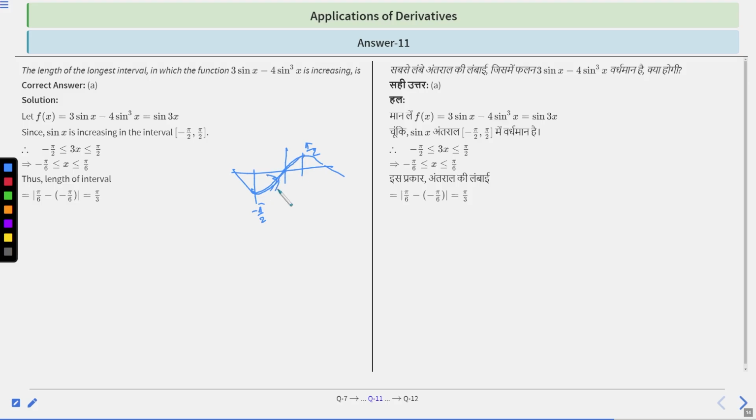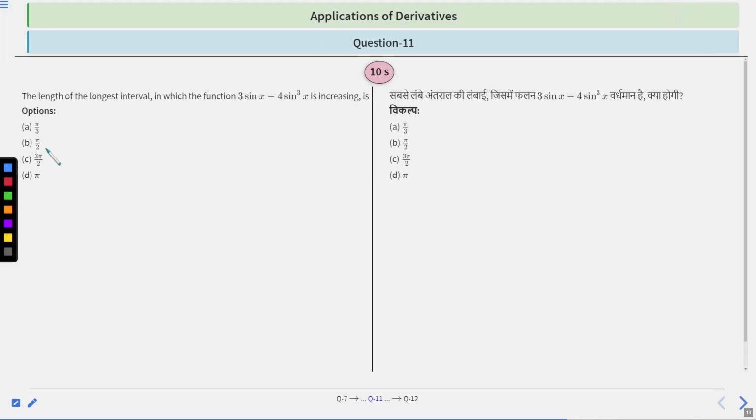It is an increasing function. So we can directly see that sin 3x is strictly increasing when 3x is between minus pi by 2 and pi by 2. That means x should be between minus pi by 6 and pi by 6, right? We are asking the length of the longest interval, so the length of the interval will be pi by 6 plus pi by 6, which is equal to pi by 3. Clear? So the length of the longest interval in which the function sin 3x is increasing is pi by 3. So option A is the right choice, pi by 3. Got it?